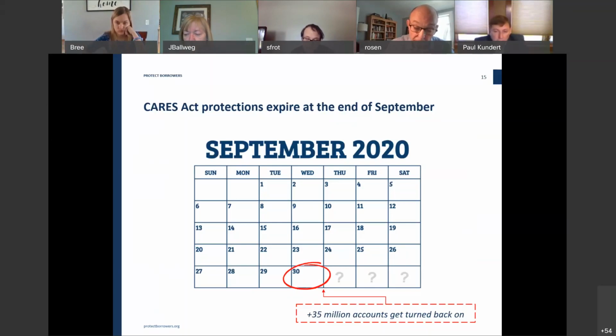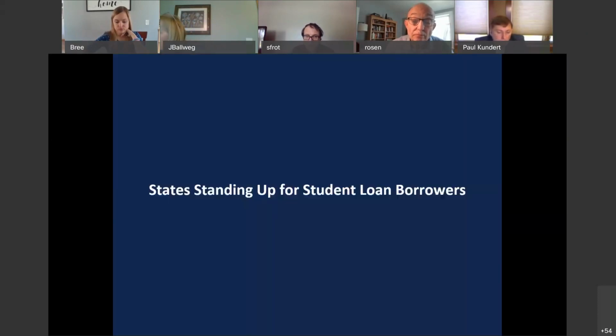And what we have seen time and time again is that borrowers just head out of this pause and end up considerably worse. There are borrowers whose account gets turned back on who can't pay. There are borrowers struggling but never get enrolled in the right repayment plan. So I think this is a key thing for you all to circle on your calendar and to start thinking about the impact it's going to have on the state.